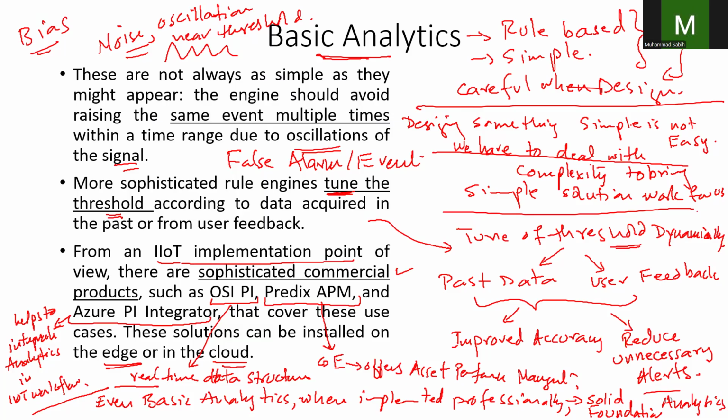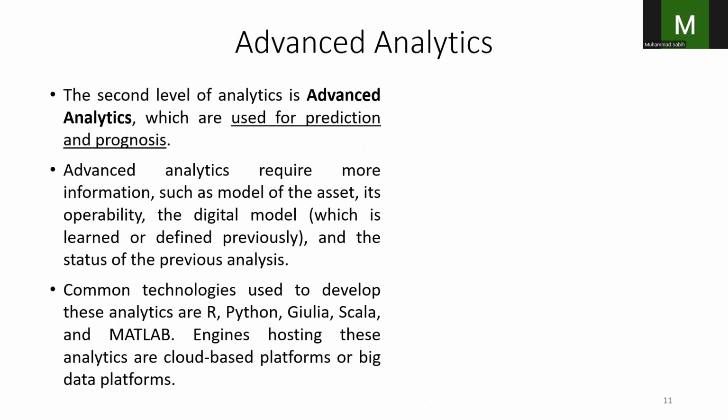Okay. Next, we will see about advanced analytics. So moving beyond the basic is the second, advanced analytics, and in advanced analytics, typically there are two things in which we talk about. One thing is about prediction, and the other thing is about prognosis. And the goal here is not just to detect the anomalies, but to forecast the future events.